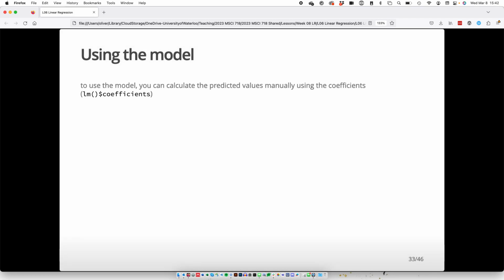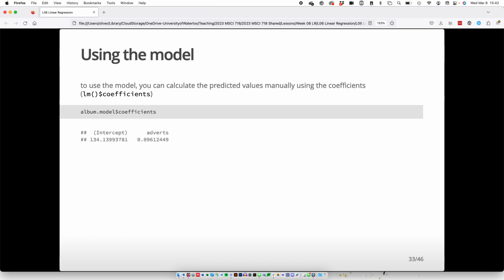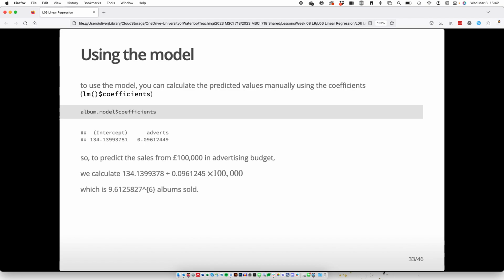Okay. To use the model, you can calculate the predicted values manually using the coefficients. You can use that little $ sign to access them, and save them as a variable, as we've done before. So to predict the sales from 100,000 pounds, which is our original goal, you calculate 134.1399 plus 1.096 times 100,000. So you'd expect 9.61 million albums sold.